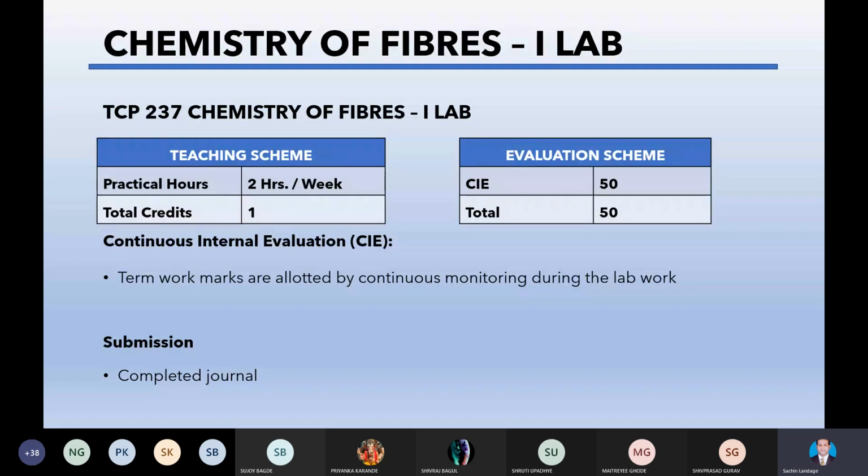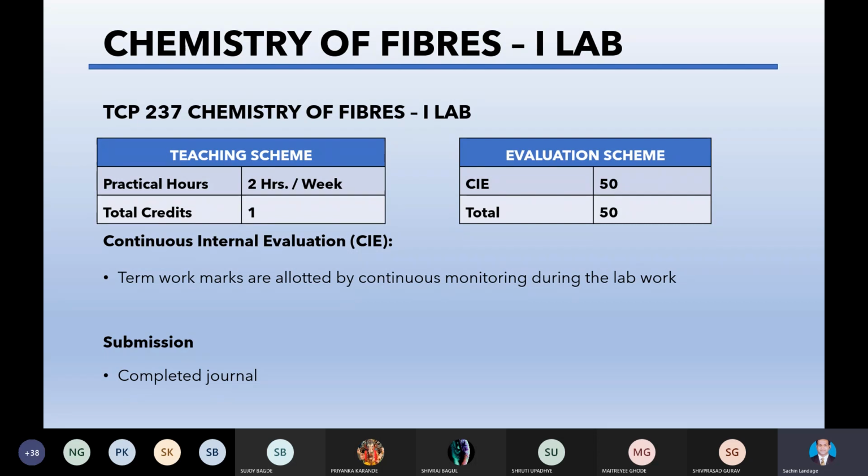Whatever practicals you are going to perform in Chemistry of Fiber 1, some of these practicals will be there for the practical examination which we have in Chemistry of Fiber 2. Is the point clear? Some of the practicals in Chemistry of Fiber 1 will be there in the Chemistry of Fiber 2 lab. Means the Chemistry of Fiber 2 practical examination is a combination of practicals of Chemistry of Fiber 1 and Fiber 2. Clear? Then term work is allotted by continuous monitoring during the lab work.